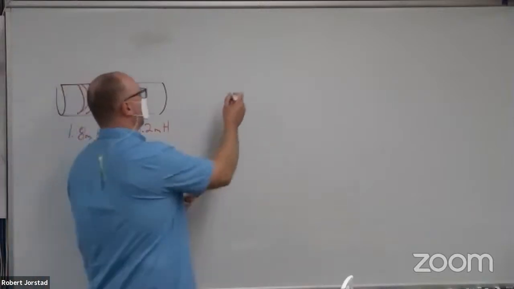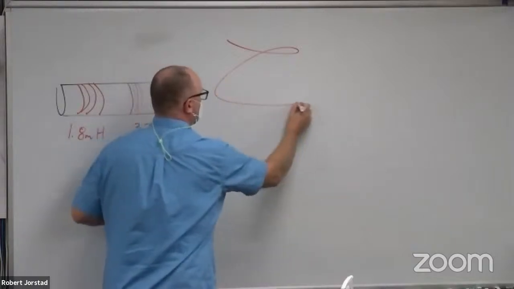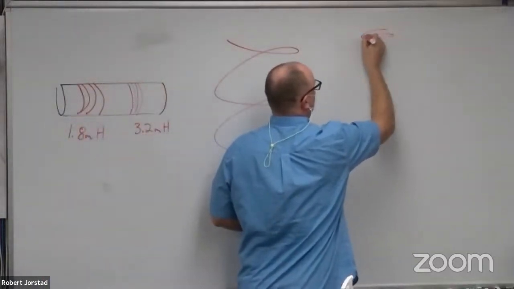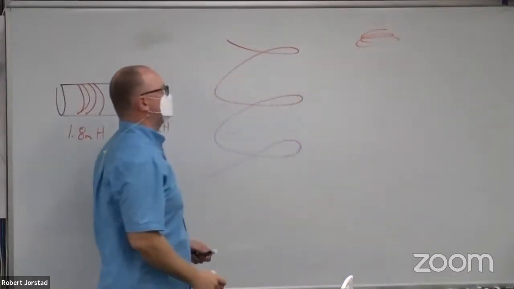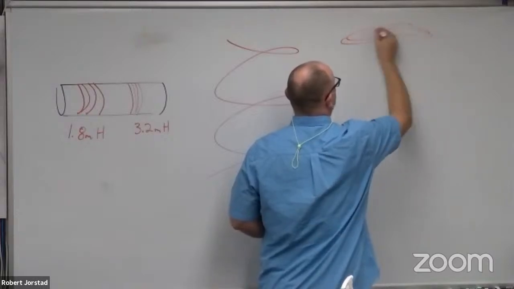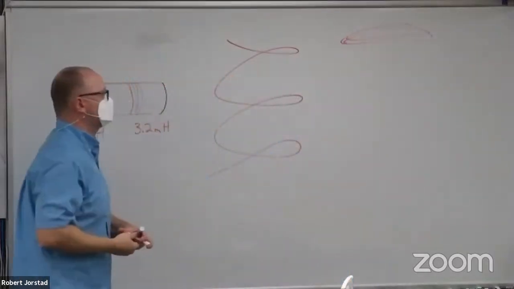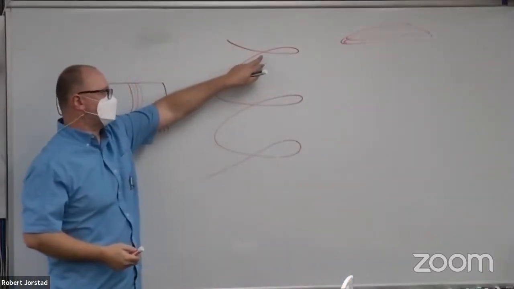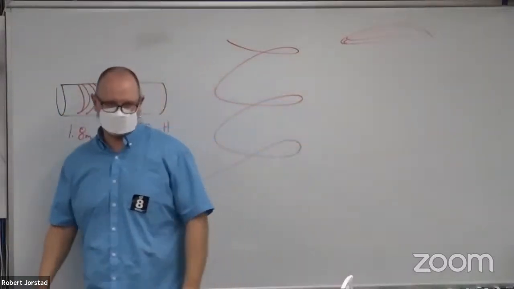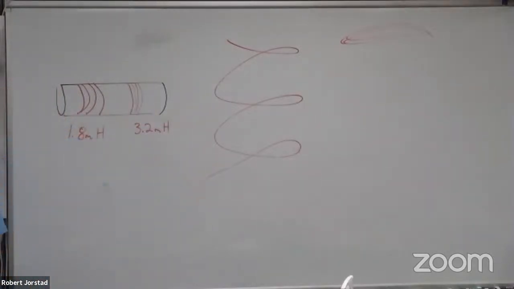Think about this. I don't think you'd have any trouble saying if I did a loosely wound solenoid with 3 turns versus a tightly wound solenoid, even if it's the same area, this coil is going to have less flux through this one than these coils that are literally right on top of each other. So that's just kind of a fun puzzle on inductance for no good reason.